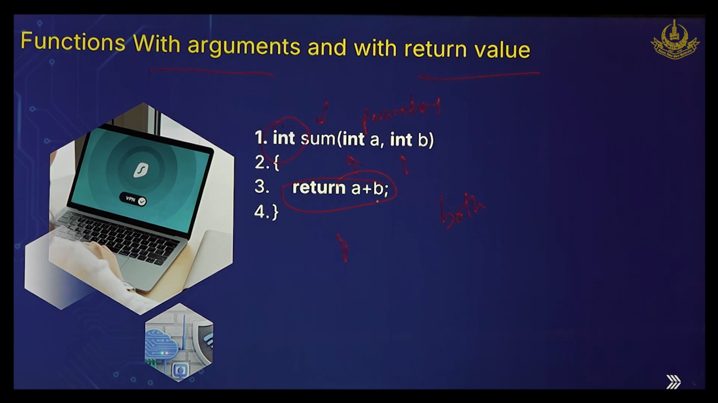If you know this signature, a plus b, what does it do? It takes the values of 2 integers and adds them. So we are returning here, it will calculate it. If we give the values 5 and 6, it will calculate them and then return the specific value.